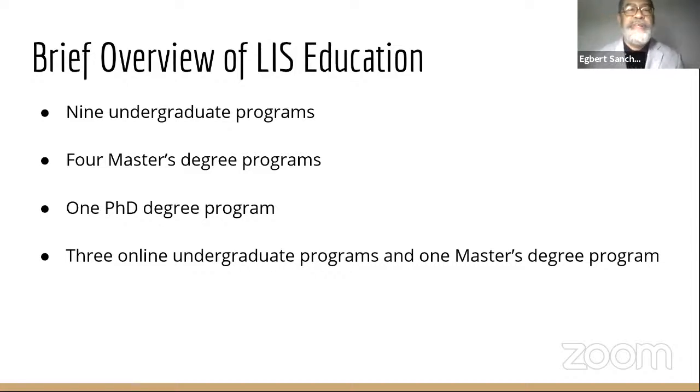We have 4 master degree programs. As you may see, we have 1 in San Luis Potosí, 1 in Mexico City, 1 in Quintana Roo, and another 1 in Chihuahua. There is 1 PhD degree program that is situated in the central part, in Mexico City. And the country is, I think, very well represented with 3 online undergraduate programs, 1 in Jalisco and 2 in Mexico City, and the other master degree program in Mexico City.